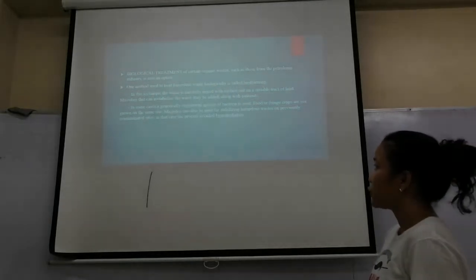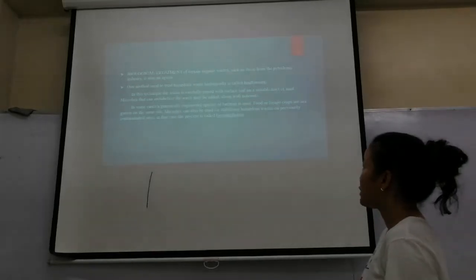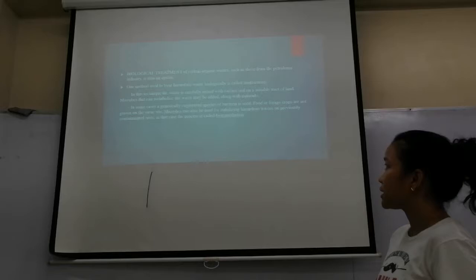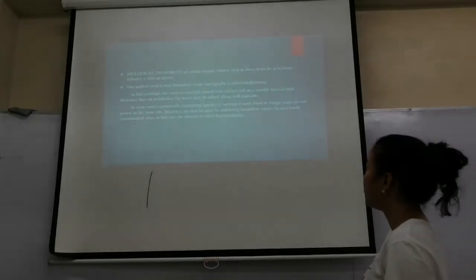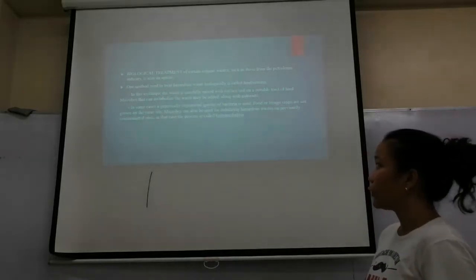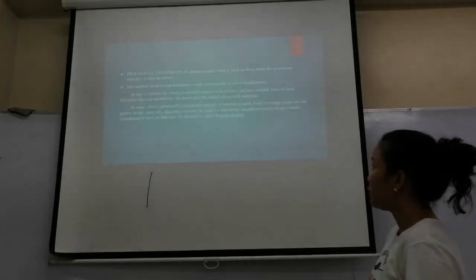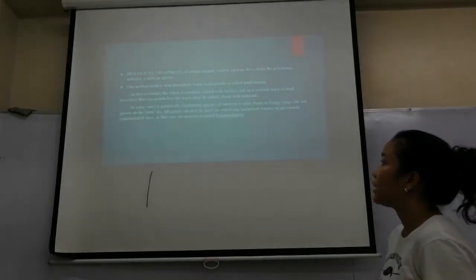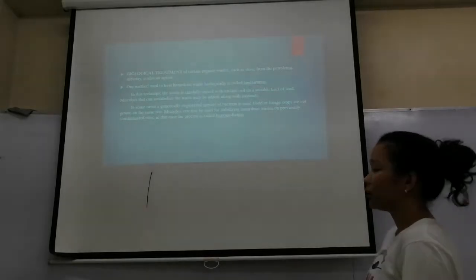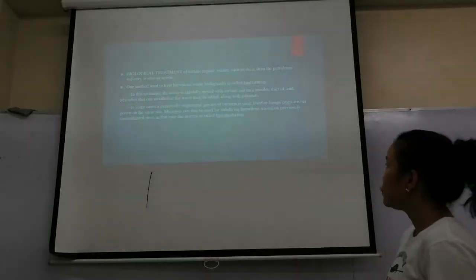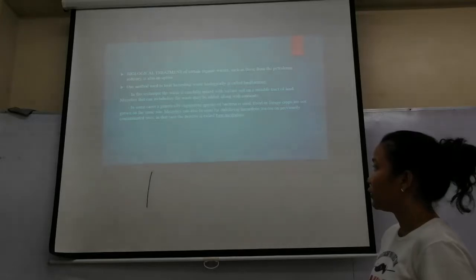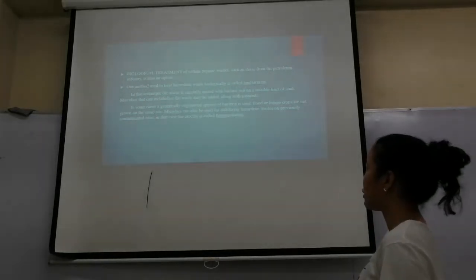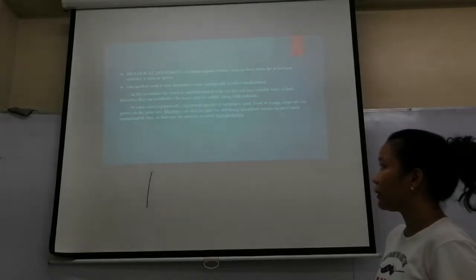One method used to treat hazardous waste biologically is called land farming. In this technique, the waste is carefully mixed with surface soil on a suitable tract of land. Microbes that can metabolize the waste may be added along with nutrients. In some cases, a genetically engineered species of bacteria is used. Food or forage crops are not grown on the same site. Microbes can also be used for stabilizing hazardous waste on previously contaminated sites.